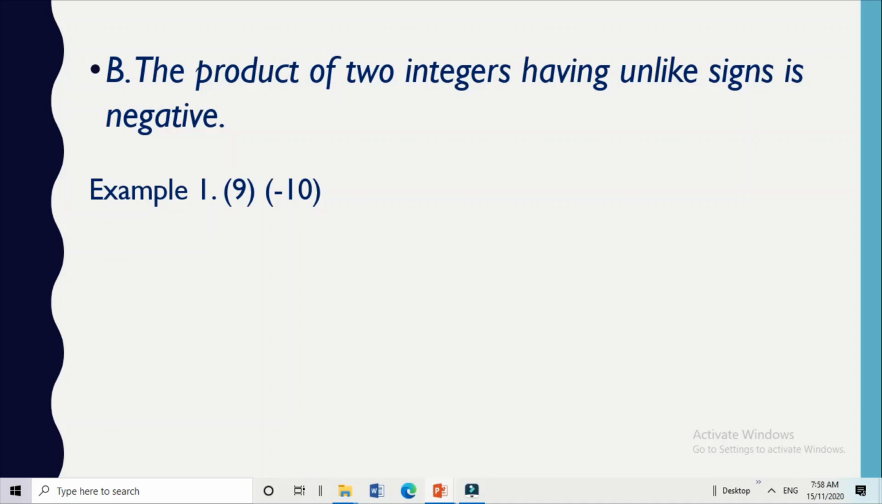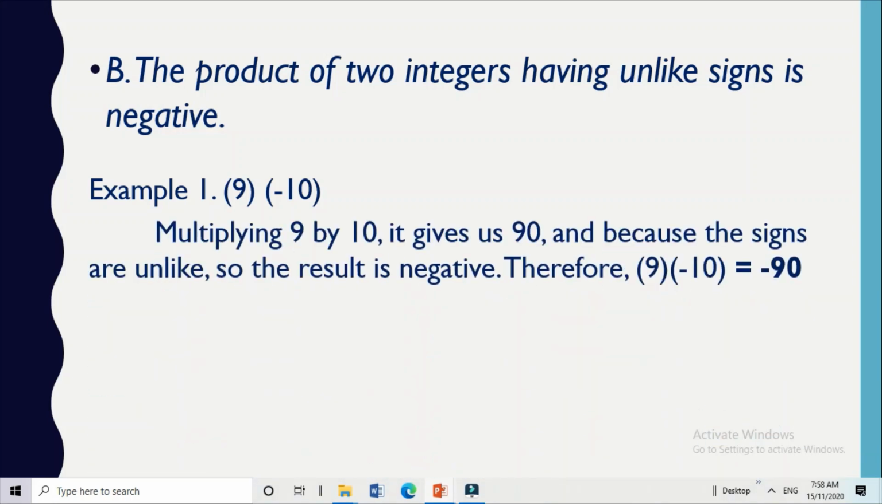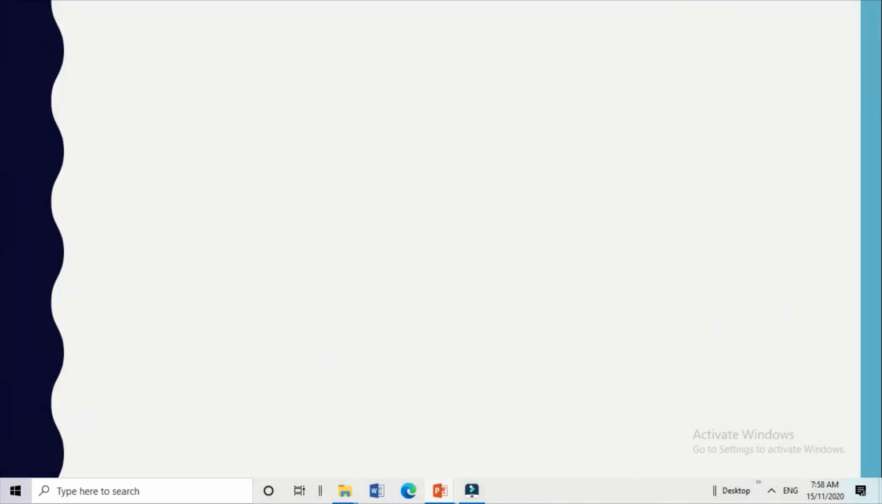Example number 1, 9 times negative 10. So, 9 times 10 is equal to 90. And since they have unlike signs, the answer will be negative. So, 9 times negative 10 is equal to negative 90. Example number 2, negative 9 times positive 5. 9 times 5 is equal to 45. And again, they have unlike signs, therefore, the answer will be negative. So, negative 9 times positive 5 is equal to negative 45. So, guys, napakadali. Yun yung rule in multiplying integers.